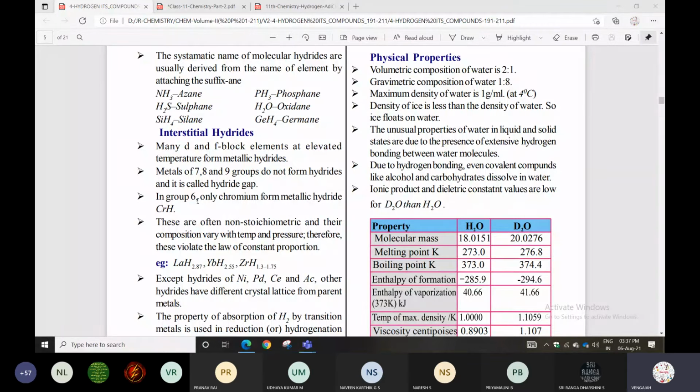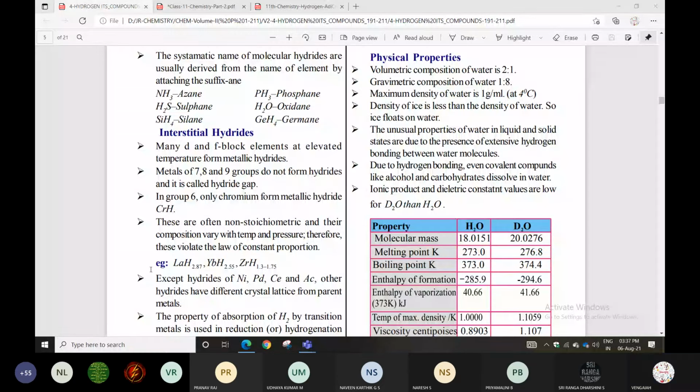In group 6 only chromium forms metallic hydrides, and non-stoichiometric hydrides are also given. Those reacting with f block elements will be there: lanthanum, yttrium, zirconium. These are all the elements they have given. Okay?